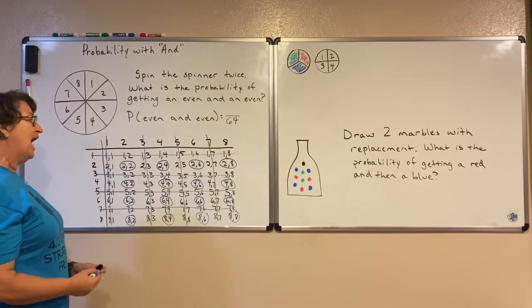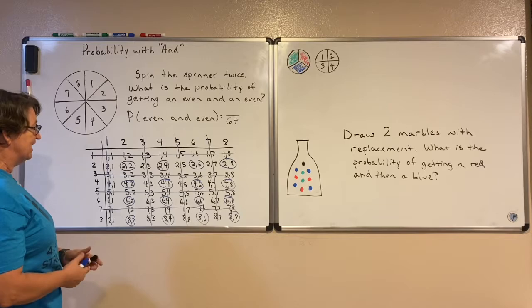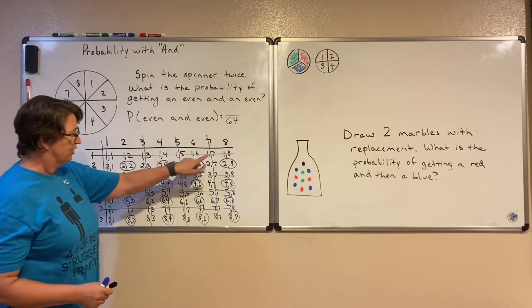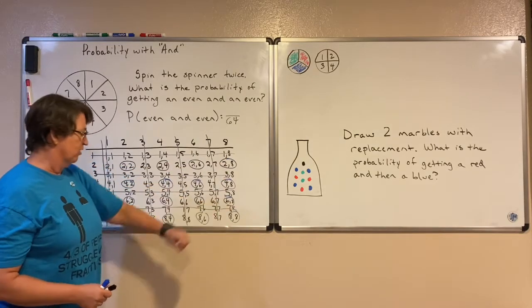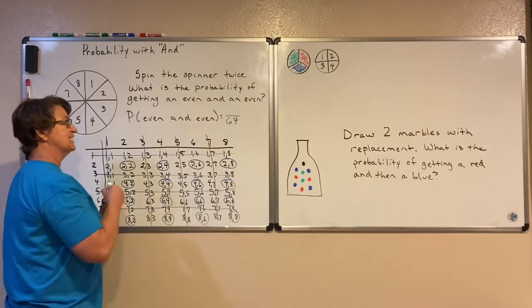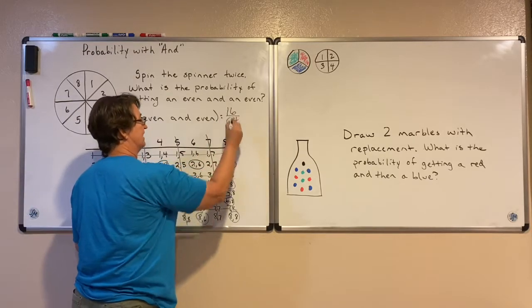So how many total are even and even? Well, there's 1, 2, 3, 4 by 4 of them. So there's a total of 16 that are even and even.